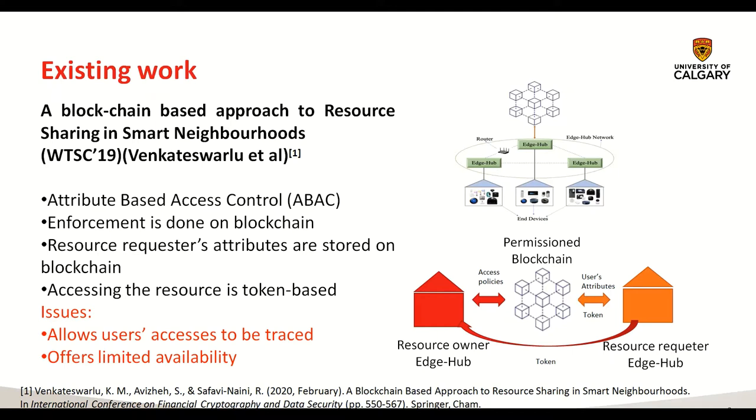Briefly, the idea is that resource owners would share the information of their objects, such as their attributes and also the access policies, through deploying smart contracts. And also, the resource requesters would share their attributes on the blockchain using specific smart contracts. Upon making an access request, the blockchain is able to retrieve the user's attributes and the object's attributes and evaluate the access policies. If the user has the required attributes, the blockchain issues a token to the requester, who can get in touch with the owner, present the token, and get the resource.